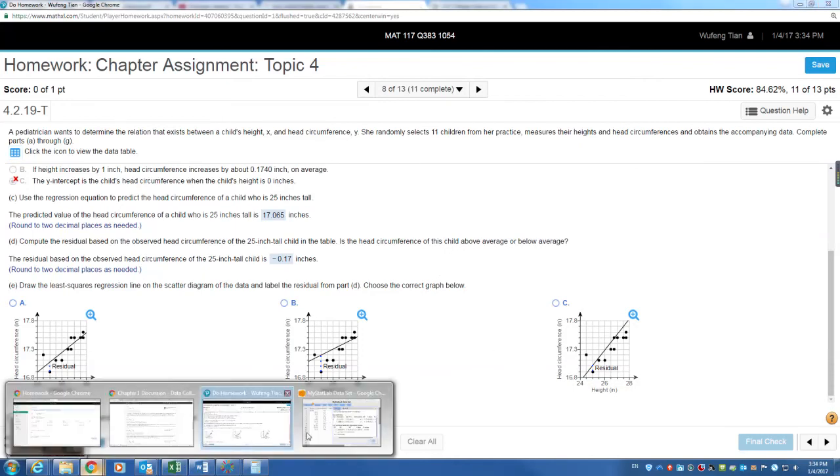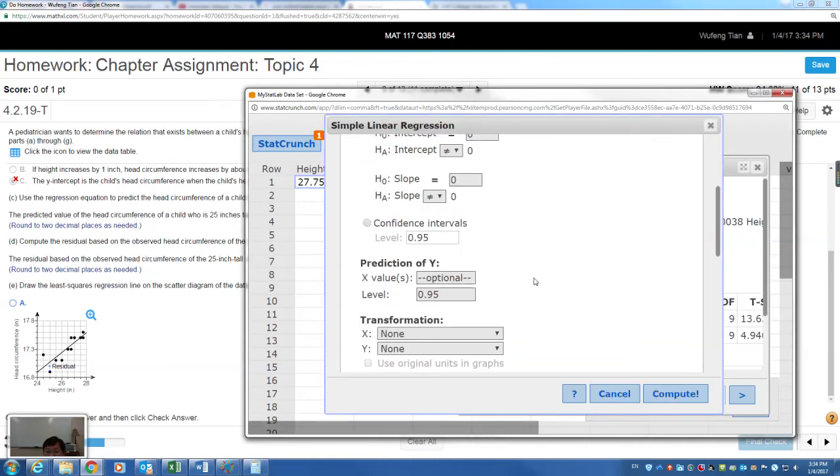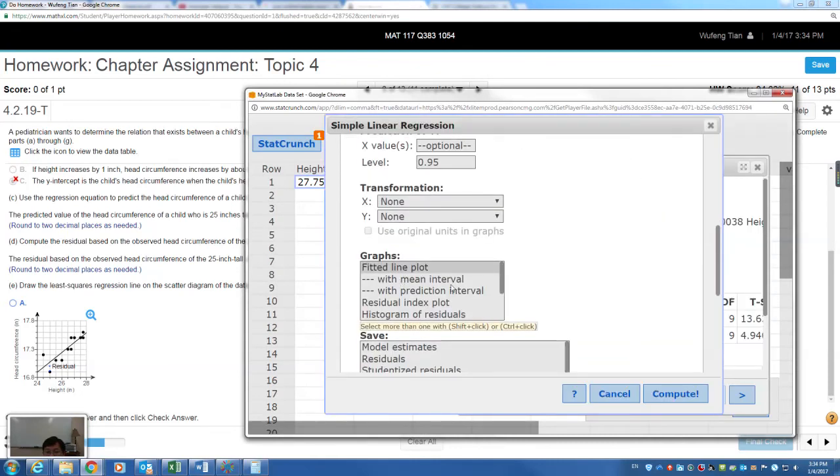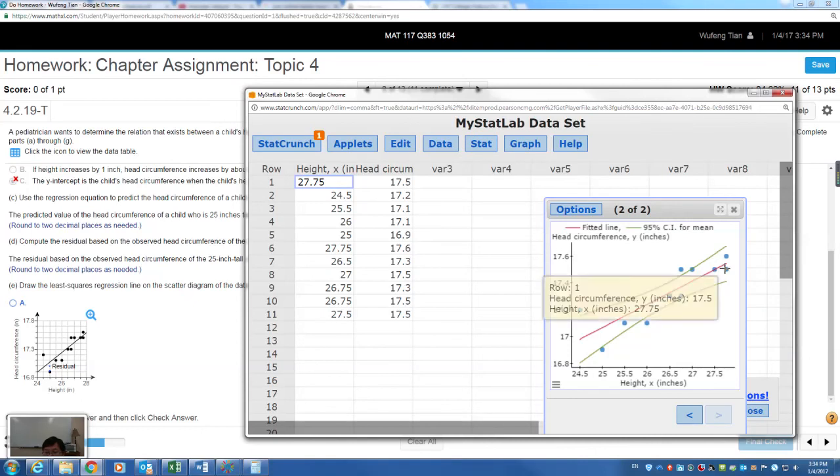Basically, you just use, for example, you can add it. You can graph it. Graph it with what? Just 50 line. Graph with the mean interval. Either one is okay. You can just graph it. Compute it. Next, that's a graph, right?